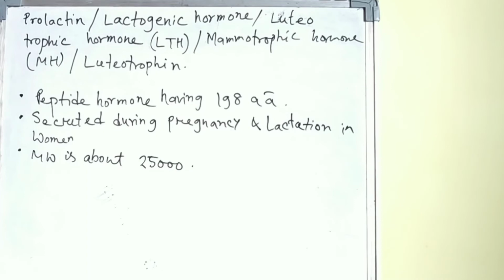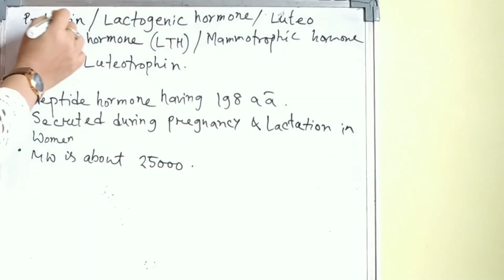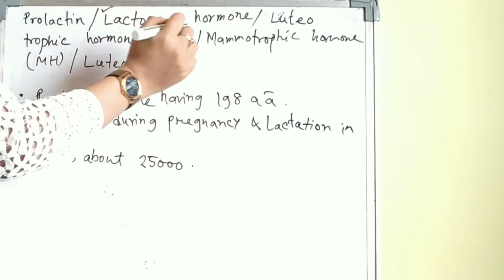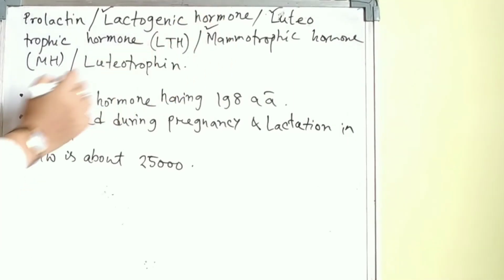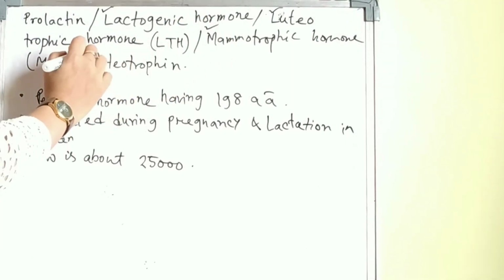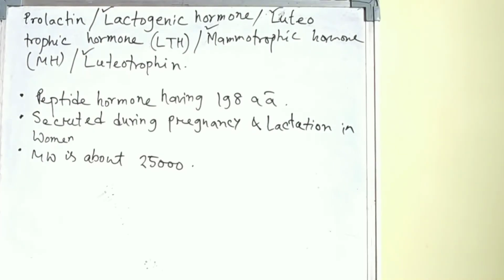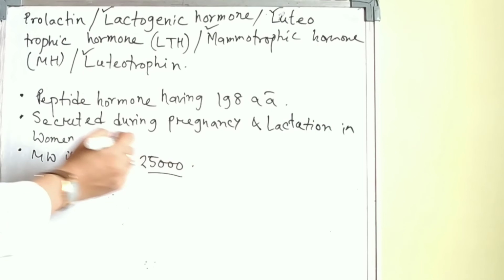Next, moving to another trophic hormone, that is prolactin, which is also known as lactogenic hormone, luteotrophic hormone, LTH, mammotrophic hormone, MH, or luteotrophin. These synonyms are important. This is also a peptide hormone having 198 amino acids, and in its structure it has some disulfide bridges. It is secreted during pregnancy and lactation in women. The molecular weight is about 25,000.